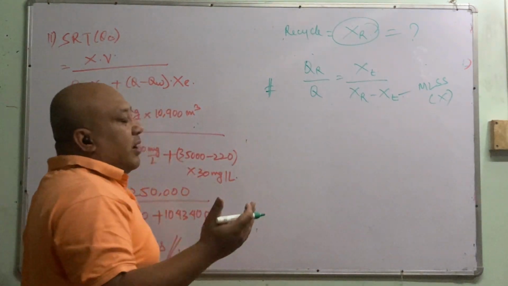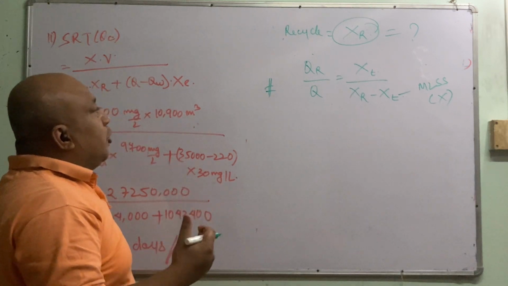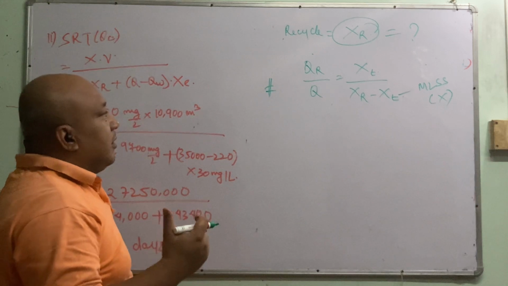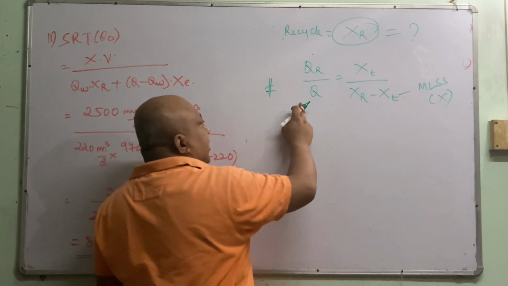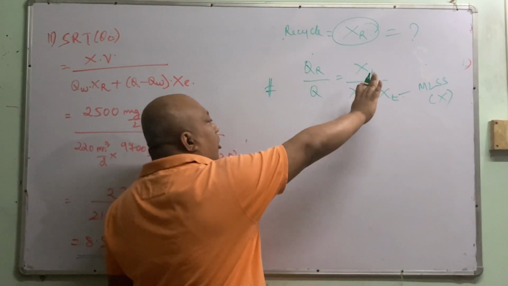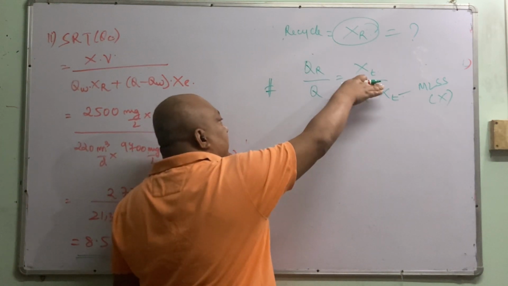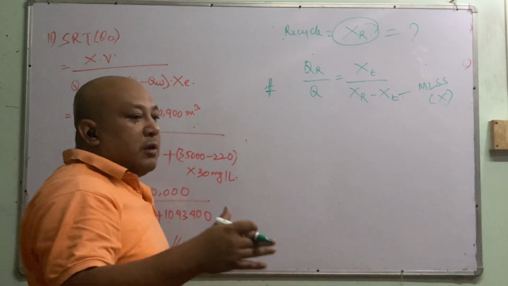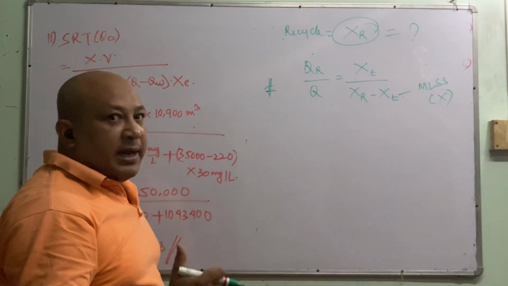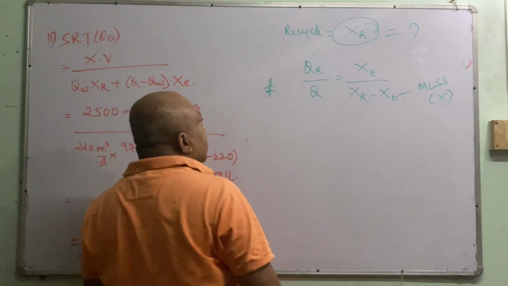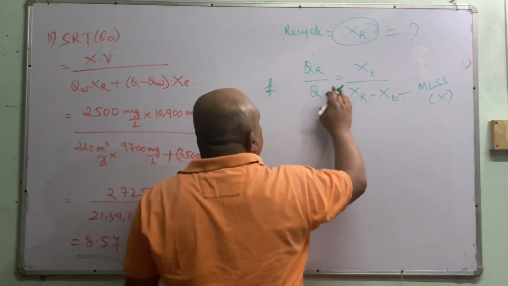How we define this QR, again I'm coming to the point: the ratio between the flow rate of the sludge to be recycled and the original flow rate of the reactor should be in the ratio of the sludge in the reactor, MLSS, divided by the difference of the sludge settling at the bottom and the sludge in the reactor. Okay, now the next question is, QR and Q are there.